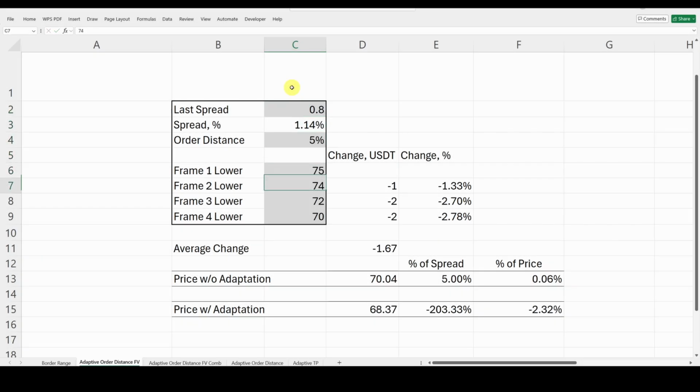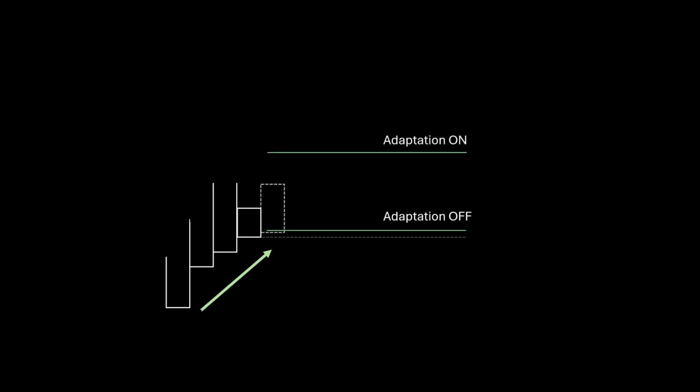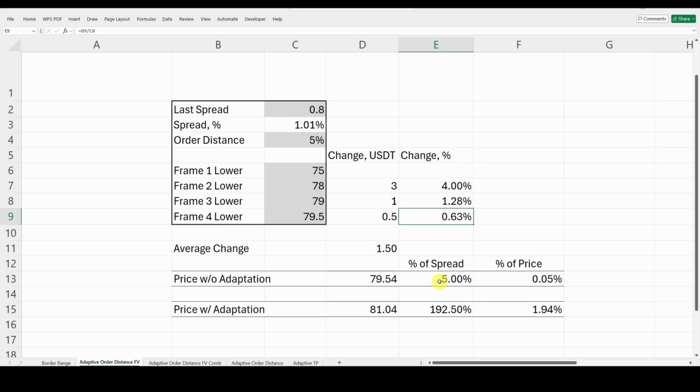Now let's go to a few quick edge cases that came out of this model. Under certain conditions on the uptrend, it is possible for the adaptive order distance to be so aggressive as to push the buy order into the sell side of the order book, opening your position instantly at market.